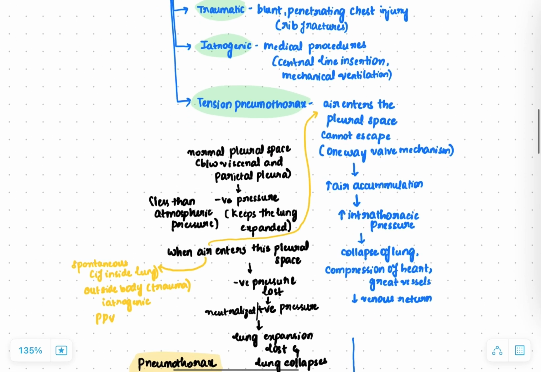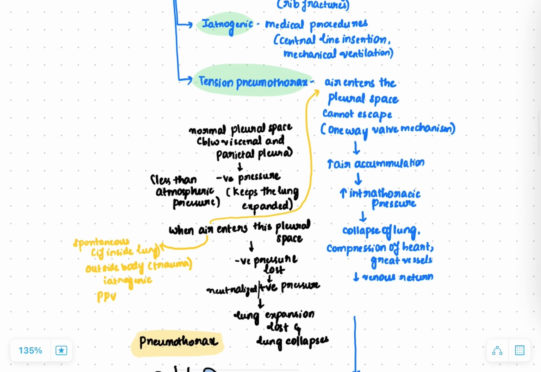Here air enters the pleural space and cannot escape. So the one-way valve mechanism occurs. So there is an increase in the air accumulation in the pleural space causing an increase in the intrathoracic pressure. So leading to the collapse of the lung and compression of the heart and also great vessels. So there is a decrease in the venous return and also the patient will have hypotension.